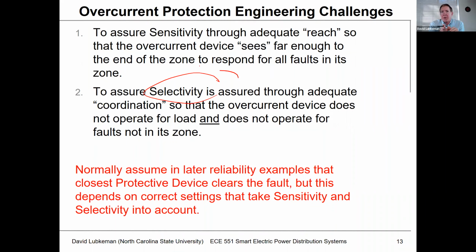In this class, when we get into the reliability, a lot of times we're going to be assuming that the protection operates perfectly and that the nearest protection device is going to operate. But this isn't always going to be the case. Sometimes we find out for whatever reason that you're not properly coordinated.